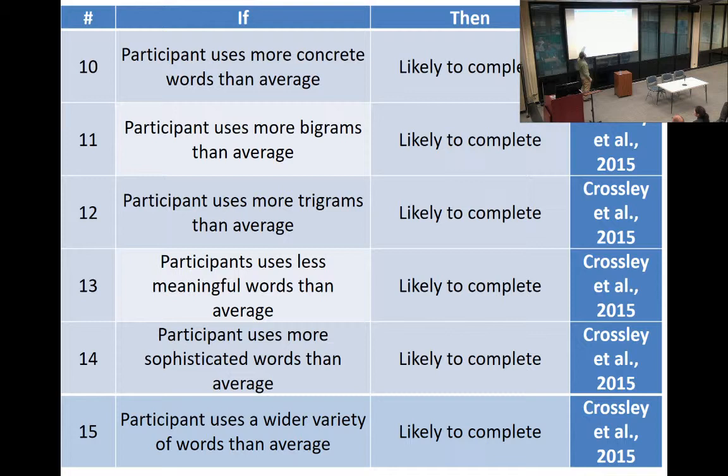Meaningful words, I'm not a linguist, and so I'm leaving myself open to be criticized here. But my understanding, from what Scott has told me, is that meaningful words connect to more other words in a semantic database. So that means that equine is less meaningful than horse. So more specialized words, in other words. More sophisticated words, this has to do with reading lexile levels. It's not Flesch-Kincaid. It's the more modern Coh-Metrix scale from McNamara. And using a wider variety of words than average, more likely to complete.